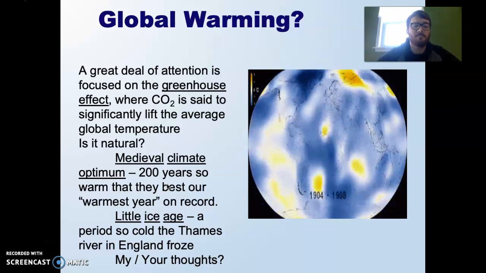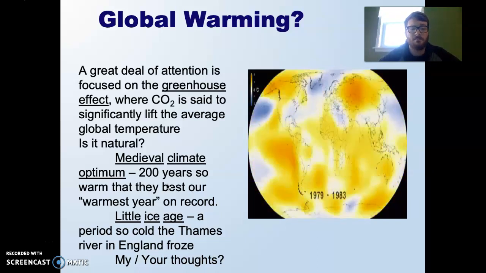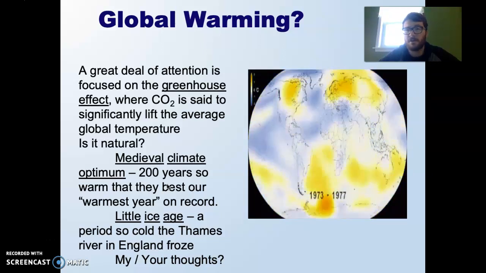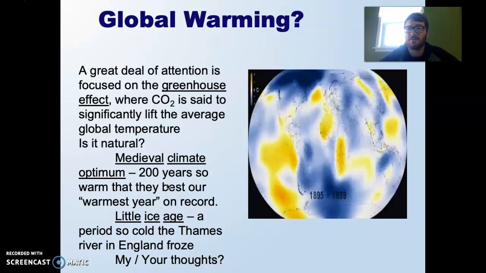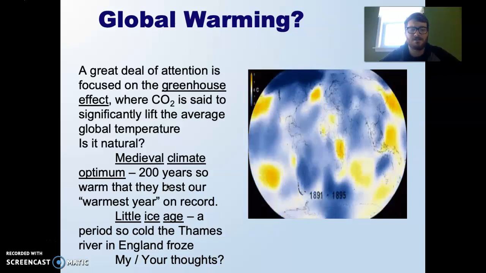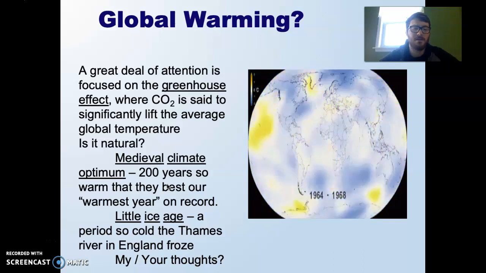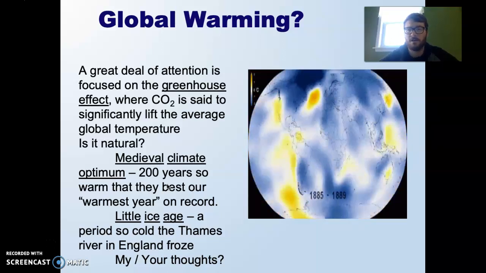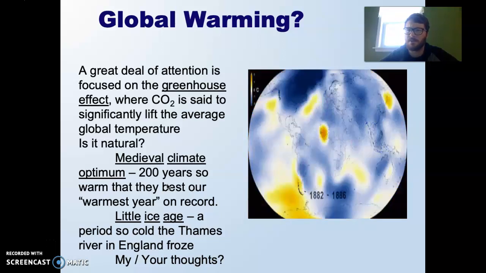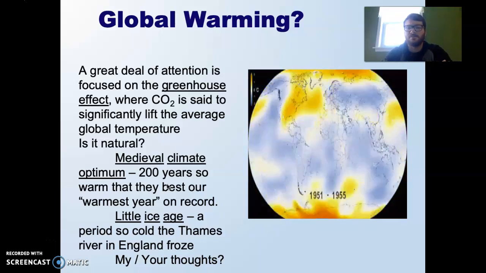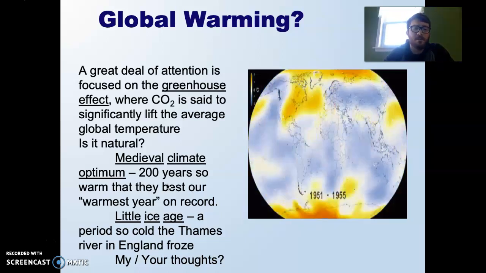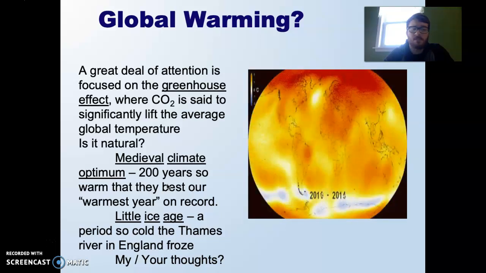The medieval climate optimum. 200 years ago, it was so warm that it beats our warmest year on record. Well, there was no carbon emissions then, or very little at the very least. Or the Little Ice Age, a period so cold that the Thames River in England froze. Now, Thames River has never been recorded to have frozen. It's my understanding. Actually, during the medieval climate optimum, oh, I'm sorry.